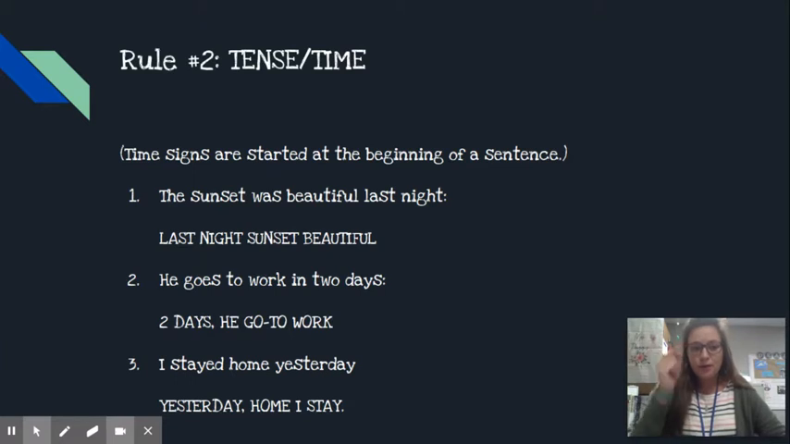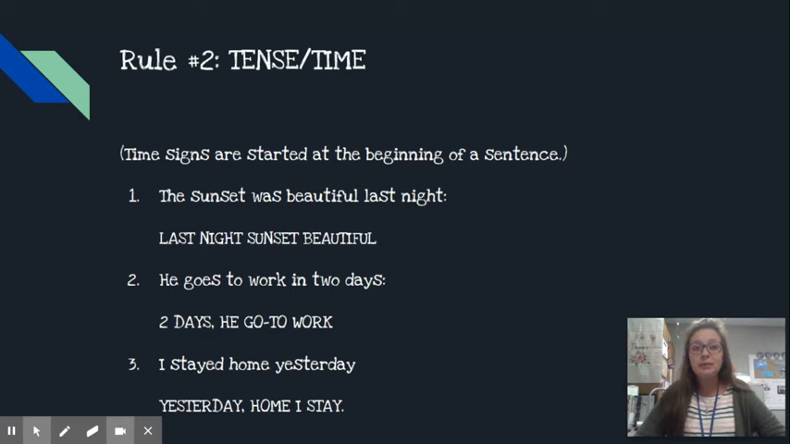Okay, the second one, tense and time. So just remember, anything that shows time goes first. It always goes at the very beginning of the sentence. So last night, there's the example yesterday, 2 days ago. It could be last month, next week, on Friday.